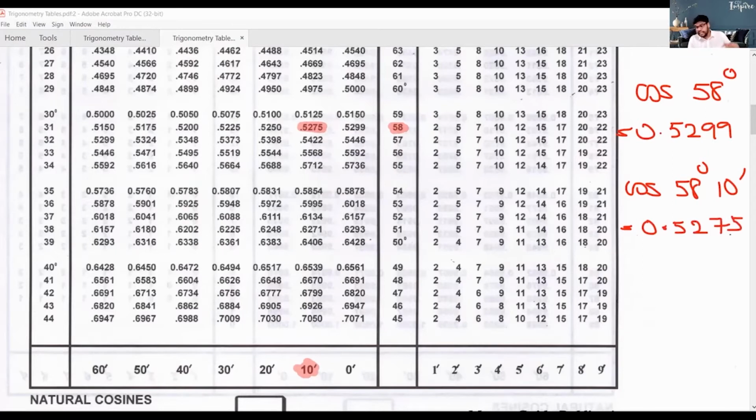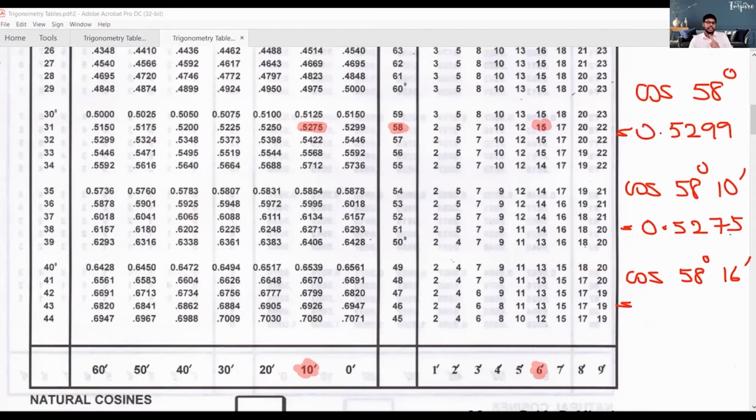Okay, but let's take it another step. Let's say you have cos 58 degrees and 16 minutes. Now what do you do? So you saw earlier what we did, right? So you have 10, you have 20, you have to add 6 to 10. You have to go to this column here, right? You have to go to 6, and you can see the corresponding value is 15.